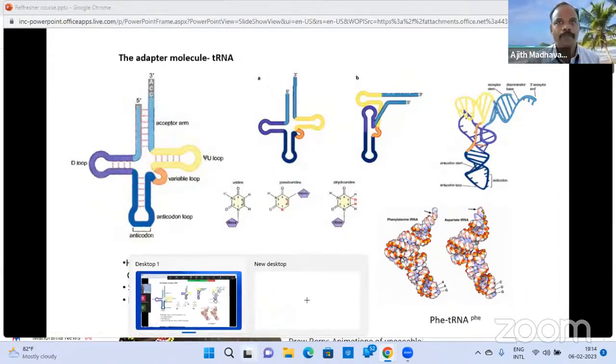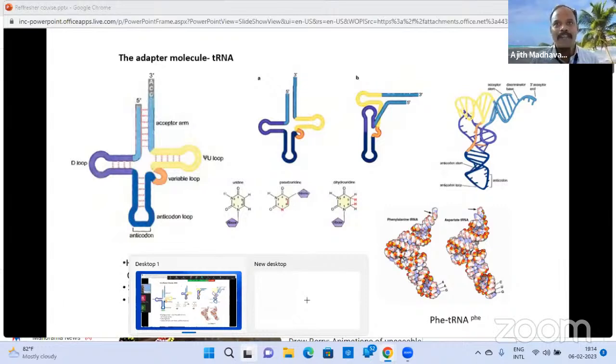The RNA molecule has 3 levels of structure. One is called the primary structure, then the secondary structure, and the tertiary structure. The primary structure is a single-stranded RNA. If you ask me a question, what is the length of that RNA? Around 73 to 93 bases. Nucleotides, because it's single-stranded, there is no base pairing, so it's bases. 73 to 93 bases. It's a single-stranded RNA.